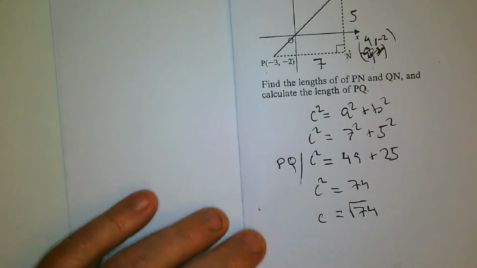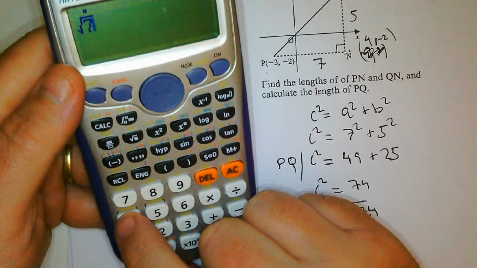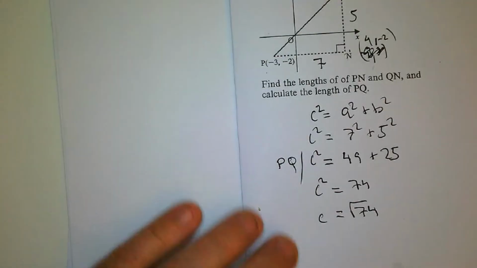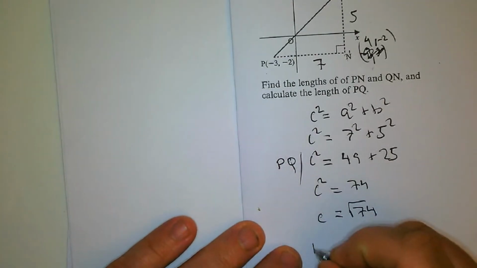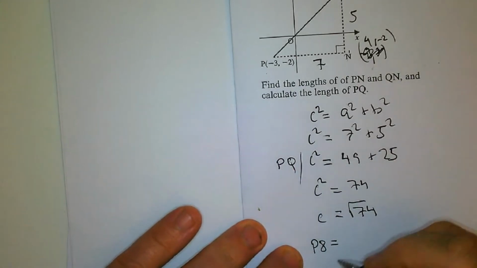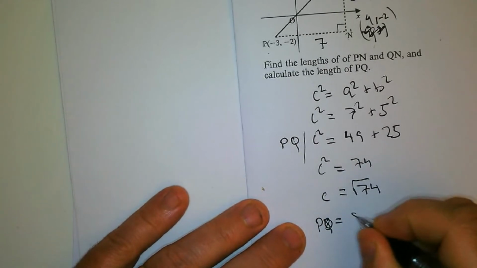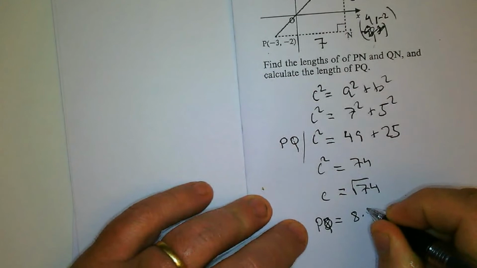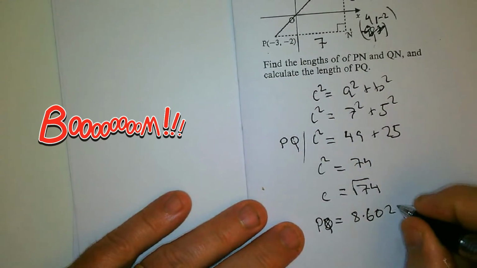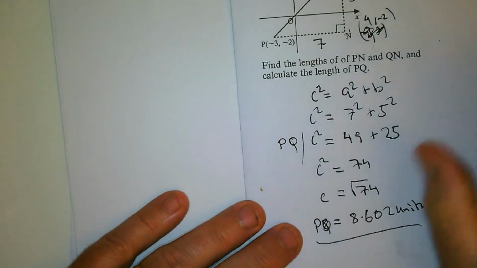Okay. And this is one where you probably need to use your calculator. 8.602. So PQ is 8.602 units. There you go.